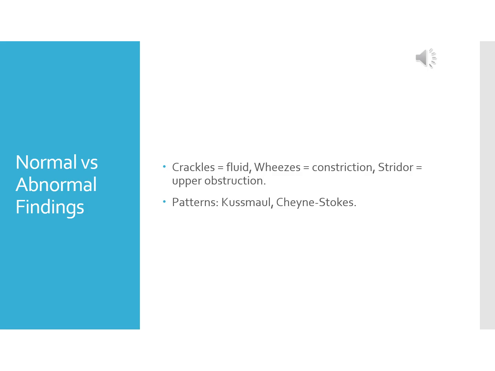Those are going to show you the breathing patterns and talk a little bit about what those breathing patterns might be from. So for example, our Kussmaul respirations, if you remember back to our endocrine and we talked about DKA, your patient's going to have Kussmaul respirations.